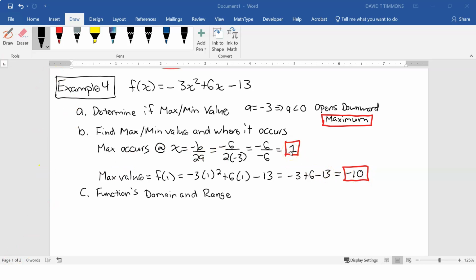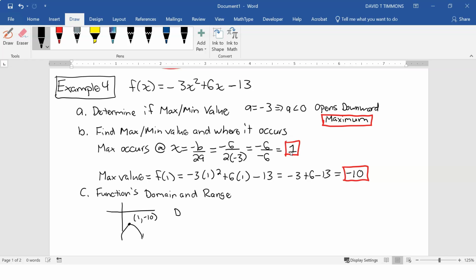In part C, they ask us to identify the function's domain and range. Now, since we know the parabola opens downward, and we have found its vertex, we can make a quick little sketch. It doesn't have to be perfect, but we know that the vertex would be at x equals 1, and then this y value of minus 10. And it'll look something like this. So this would be the point (1, minus 10).